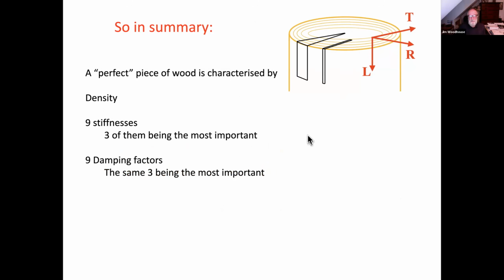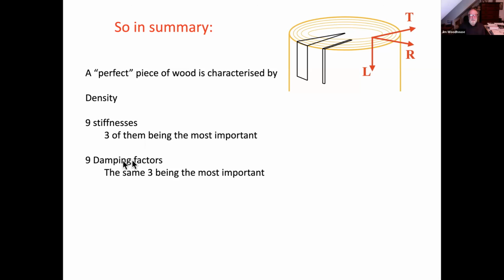Then to characterize the mechanical properties of that, sufficient to design the vibration of your violin top or violin back, you need the density. You need these 9 stiffnesses, 3 of those being the most important.